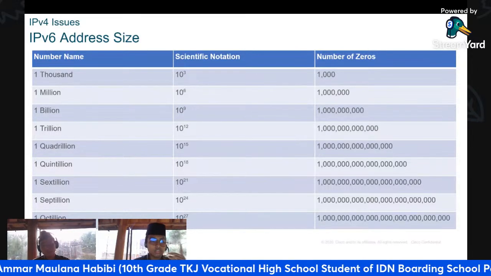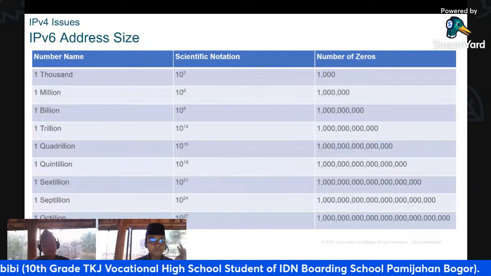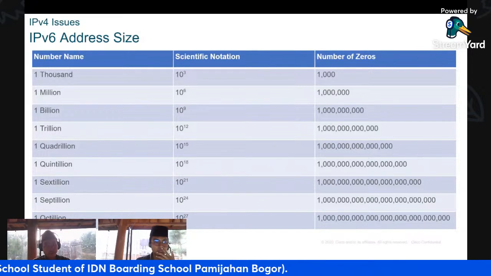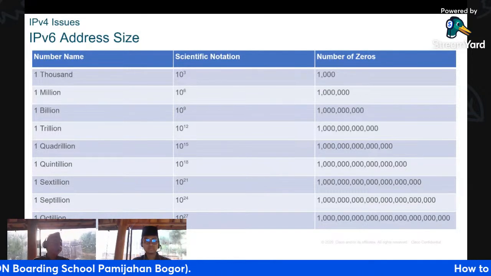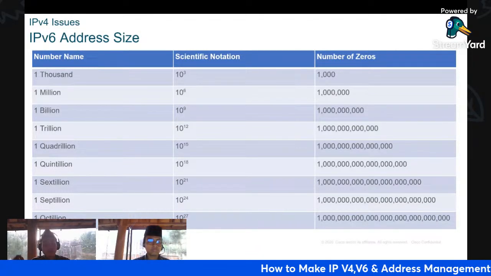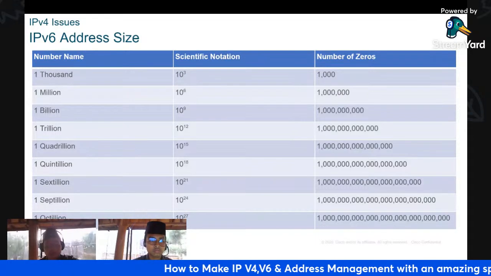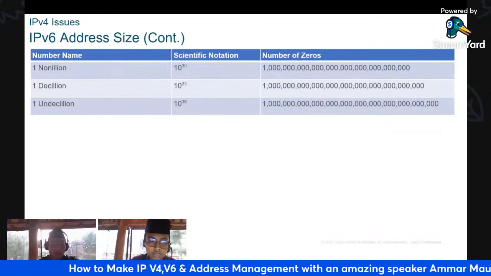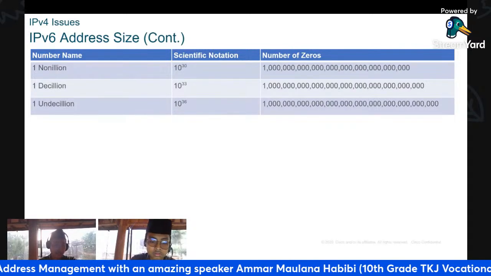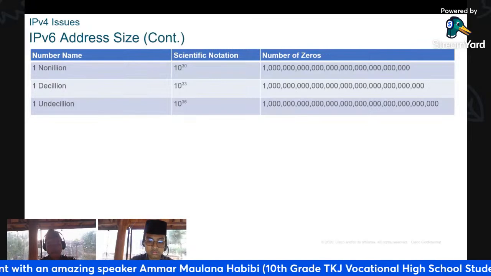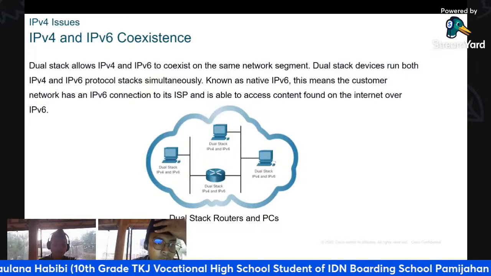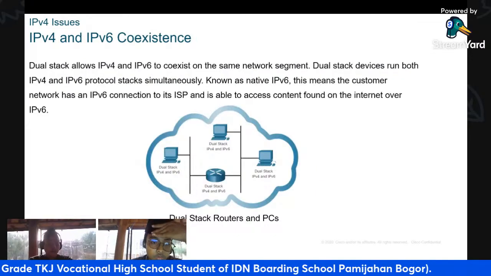IPv6 is not the same as IPv4. IPv6 is harder than IPv4, like how to subnet it, how to configure it, how to connect it to the router or others. Continue: 10 to the 30, 1 decillion and 1 undecillion. Okay, I'll continue with this slide.